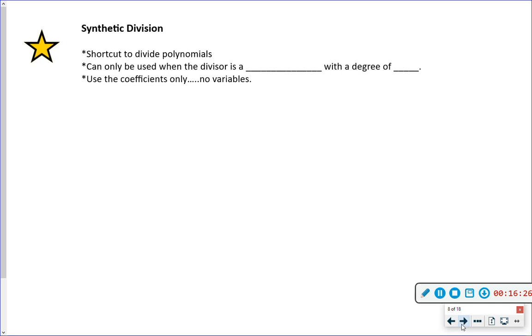There is also everybody's favorite type of division, once you see it, synthetic. Synthetic is a shortcut of long division. So you might be like, dude, why are we not just doing synthetic? Well, synthetic only works on a specific case, my friends. So, shortcut to divide polynomials. You can only use it when your divisor is a binomial, two terms, degree 1.